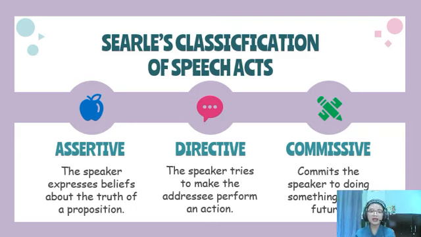The next one is directive. Directive is a type of illocutionary act in which the speaker tries to make the addressee perform an action. Some examples are asking, ordering, and requesting. For example: please close the door. Please turn on your camera in Google Meet when we do a synchronous class. Please mute your microphone, and so on.